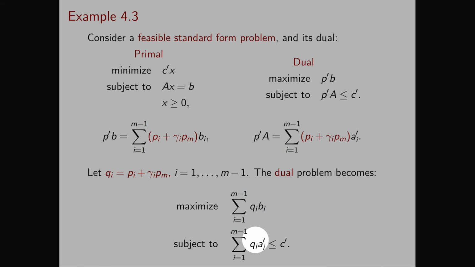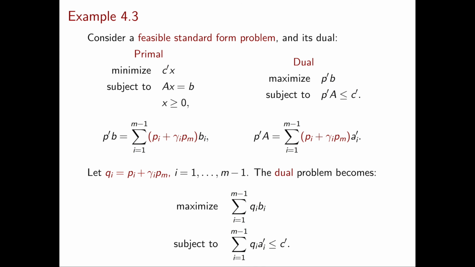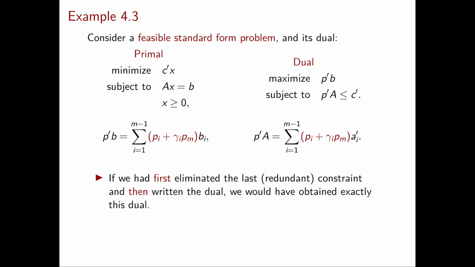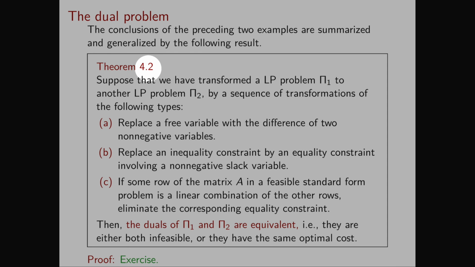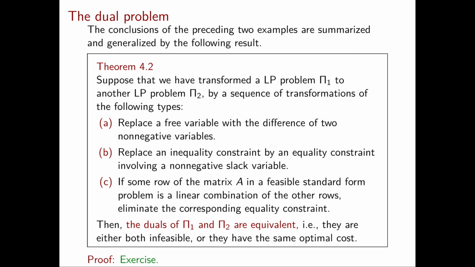Now, why are we interested in this alternative form of the dual problem? Well, this is because if we had first eliminated the redundant constraint and then written the dual, then we would have obtained exactly this dual. So we have shown that removing a redundant constraint from a primal problem in standard form leads to an equivalent dual problem. The next theorem precisely tells us what type of operations you can perform to the primal problem and still obtain an equivalent dual problem.